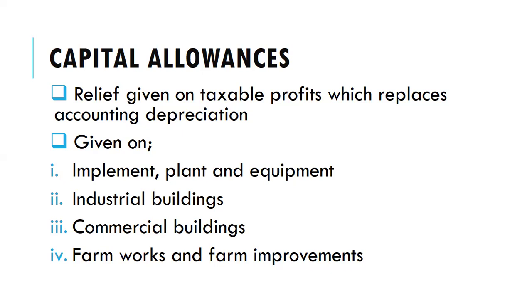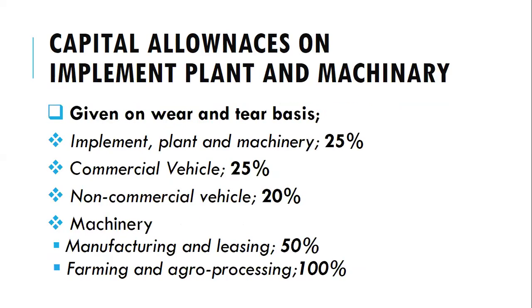But the situation here is for tax purposes, ZRS says no, we do not accept the depreciation that you charge to your assets. Therefore, we're going to give you our own depreciation that we call capital allowances. So, in essence, capital allowance is just a depreciation that is given for tax purposes. And then this depreciation is given on implements, plant, and equipment, and then on industrial buildings, on commercial buildings, as well as farm works and farm improvements. So we're going to look at each and every item in more detail.